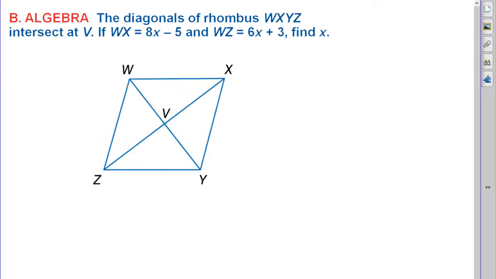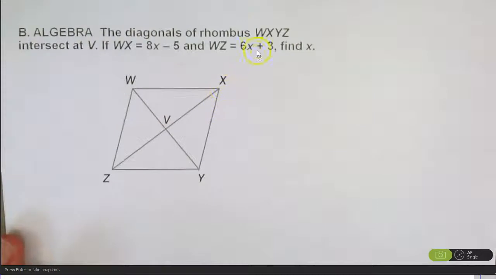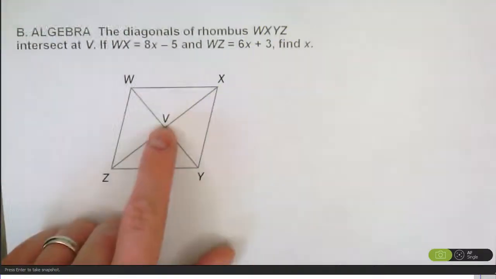All right, next problem. So that one used that the diagonals are bisected. Now we're going to work with another set of problems with diagonals of a rhombus. The diagonals of rhombus WXYZ intersect at point V. Same thing as last time.